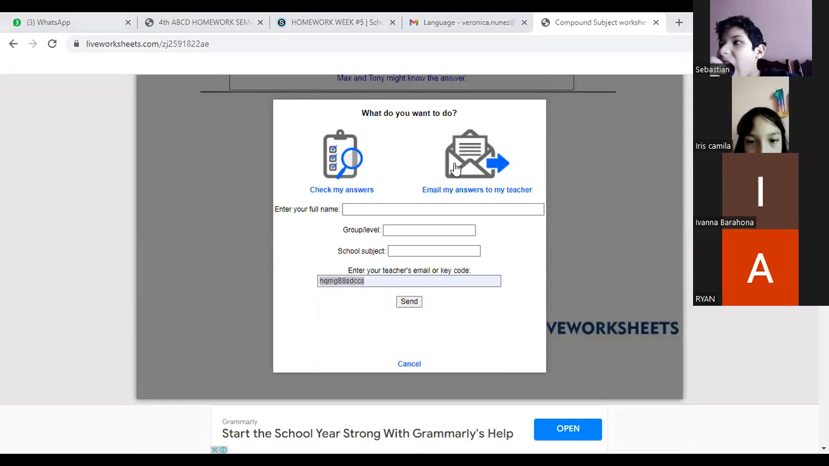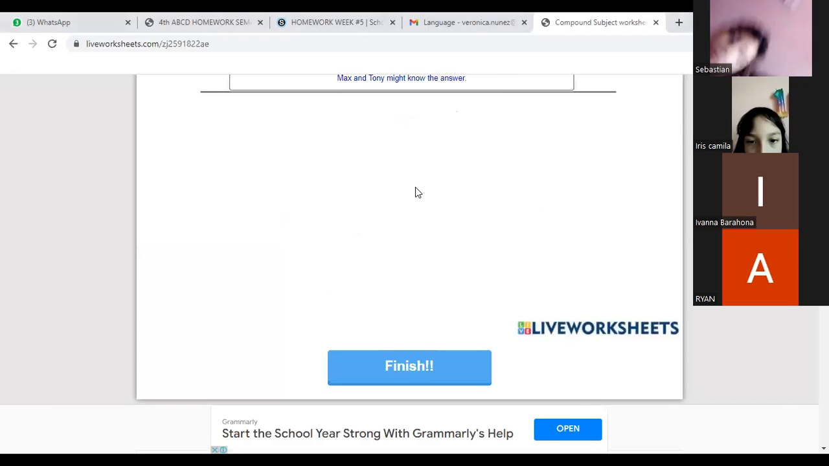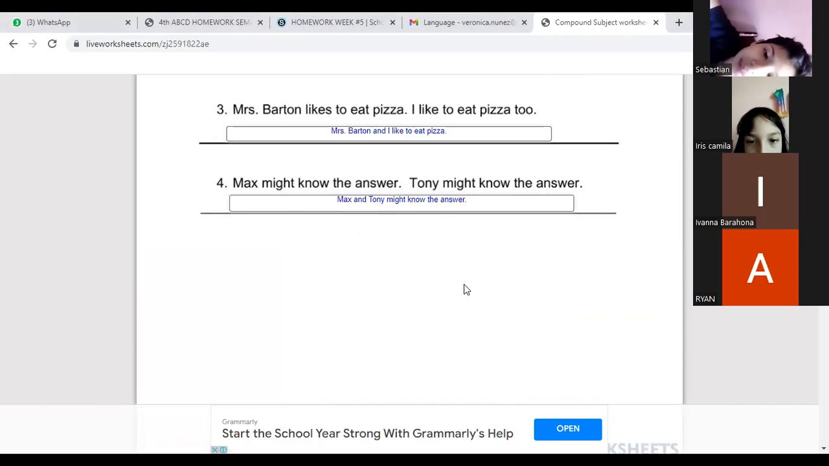The code I'm going to send to everyone in the meeting. There it is. The answer to the four is Max and Tony might know the answer. Yeah, might know the answer. Exactly. I already have your code here. Yeah, you might have it saved, stored in your computer.